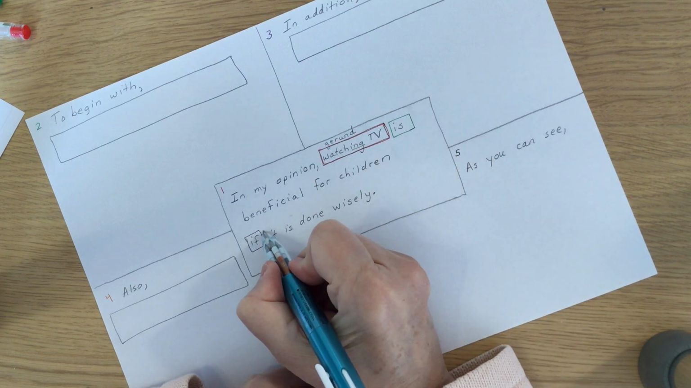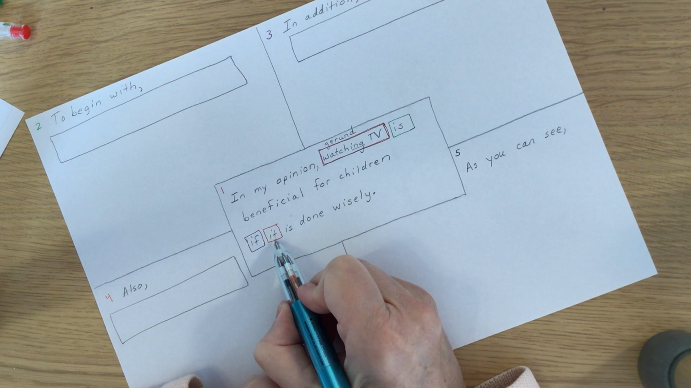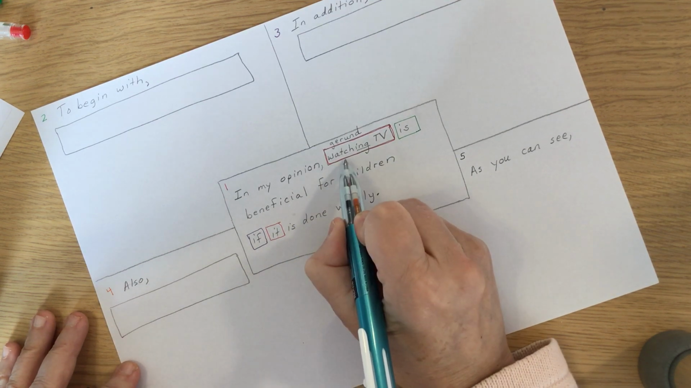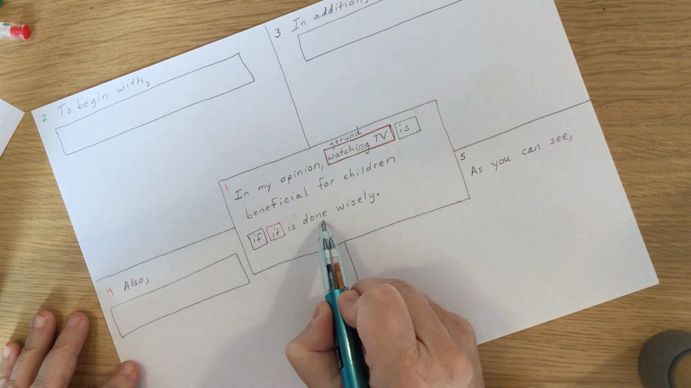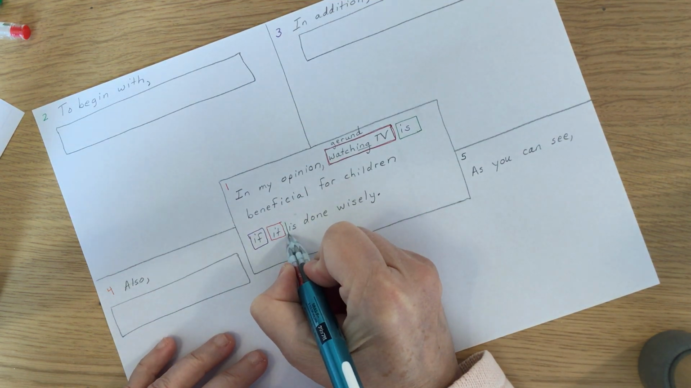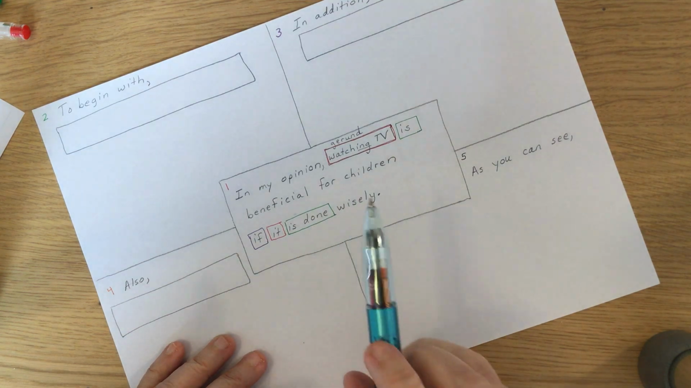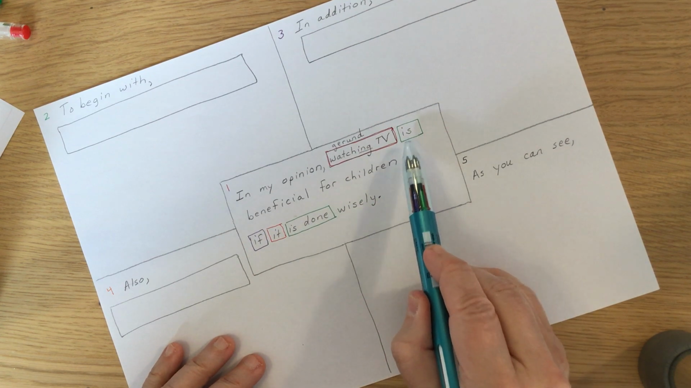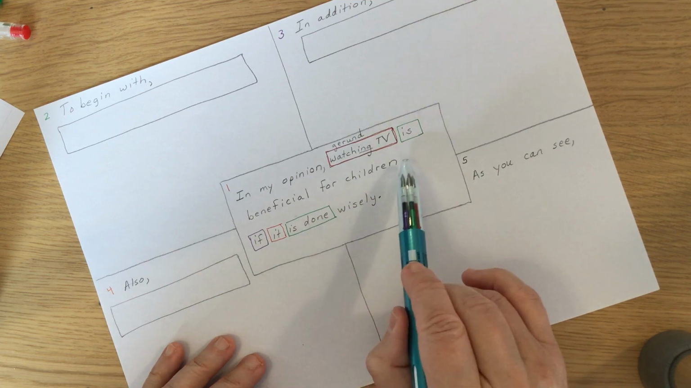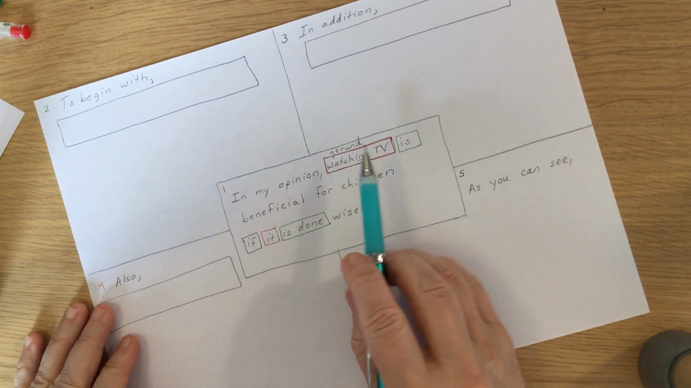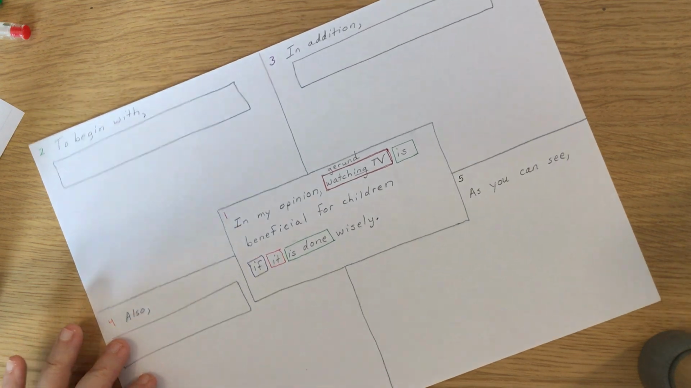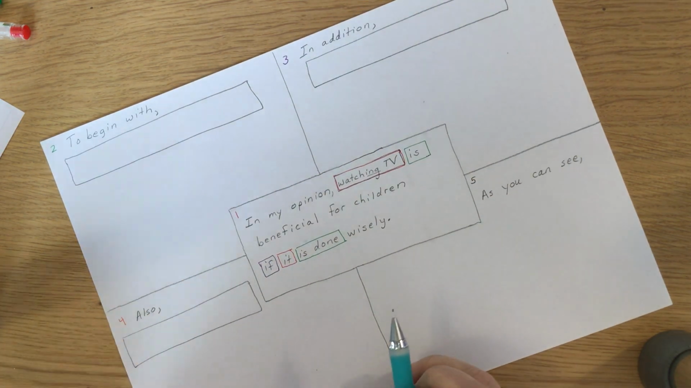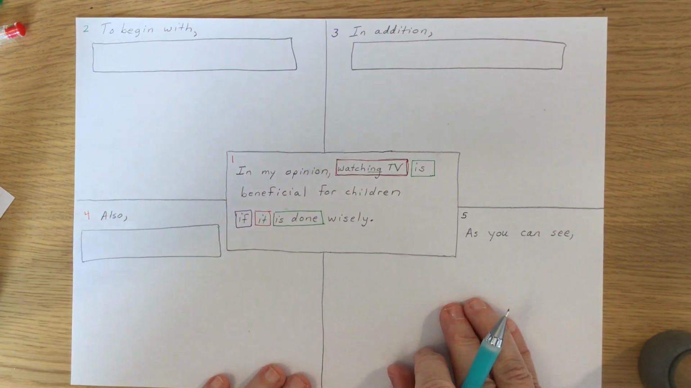But then, after here, this pronoun it, that's my subject. And what is it talking about? Anytime we use a pronoun, we need to know, okay, well, what is it? Or who is it? Well, that it is this, watching TV. So if watching TV is done wisely. So here is my verb. So this is my dependent clause. And because the independent clause comes first and the dependent clause comes last, I do not need a comma here. So my sentence is, in my opinion, watching TV is beneficial for children if it is done wisely. Okay, we don't need to add extra words. All right, so I need to think about how I want to organize my paper.